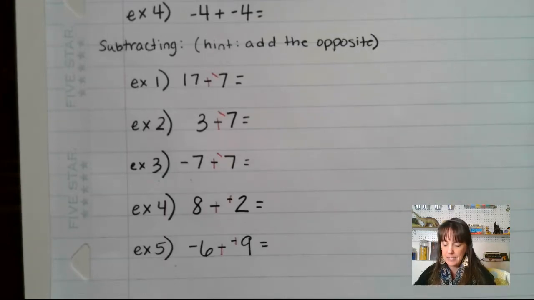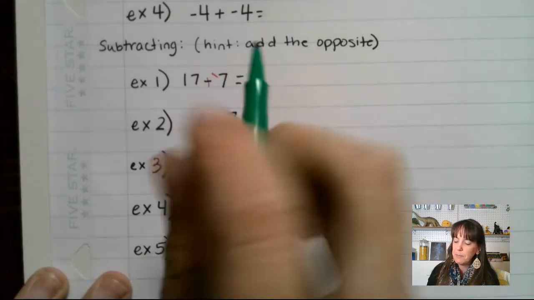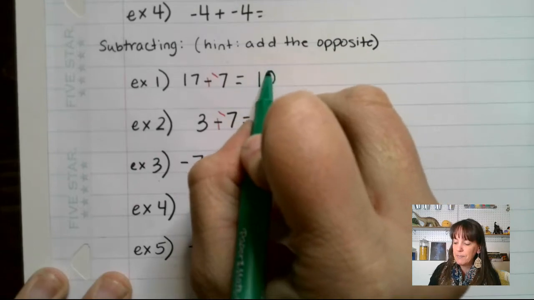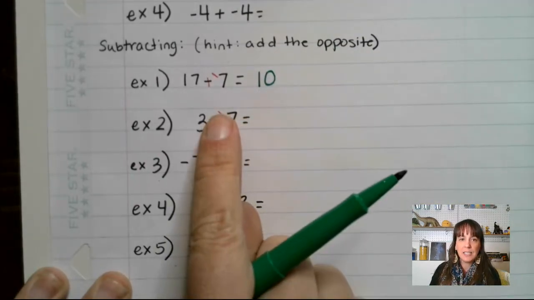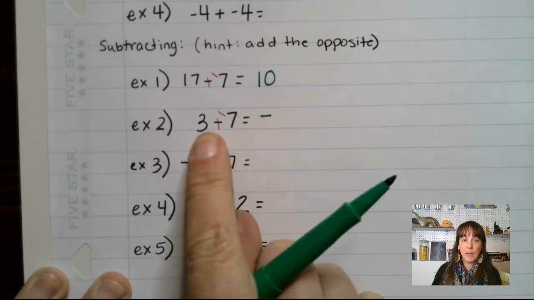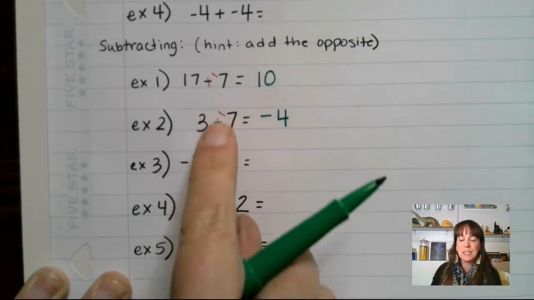What we have here is, which team is larger? Our positive team. And by how many? The difference between those two teams is 10. All right, which team is larger? Looks like this time our negative team is larger. And by how many? Again, what's the difference there? 4. Okay, so when we have different signs, we are subtracting.